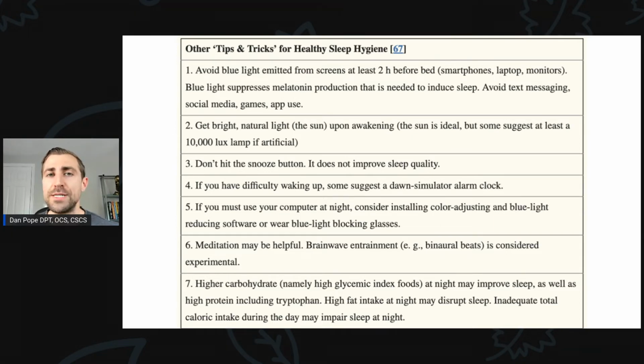So hopefully if you need to use a computer at nighttime, you don't have the blue light, which is going to raise your cortisol and reduce melatonin. Okay. Number 2, get bright natural light from the sun upon waking. So the sun is ideal here, but some suggest at least a 10,000 lux lamp if you're getting artificial light.